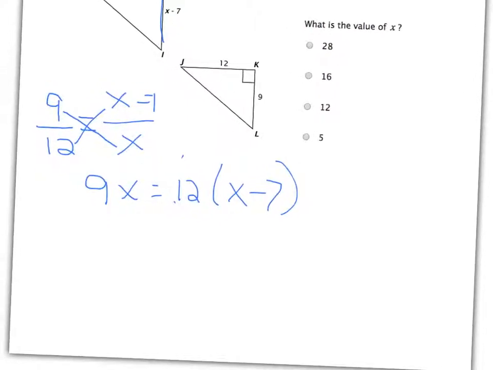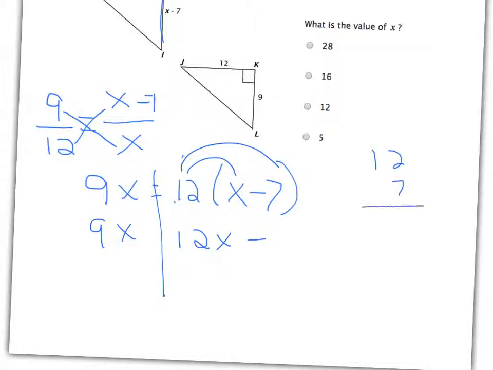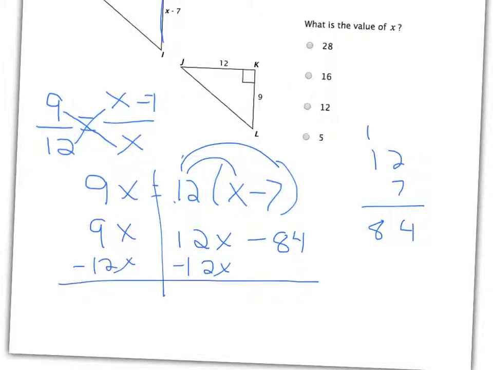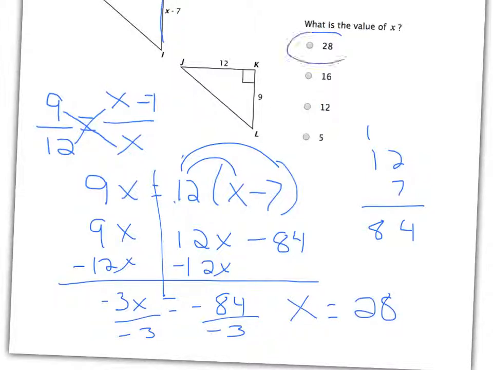So we are going to leave our 9x on this side. We're going to use the distributive property. 12x minus 12 times 7. So if you don't know that, you can write it off to the side, or you can use a calculator, or you can do 10 times 7 plus 10 times 2. Either way, we come up with 84. And we're going to bring the 12x over to get negative 3x equals negative 84. Divide by negative 3, divide by negative 3, so x is 28. So it is this one right here.